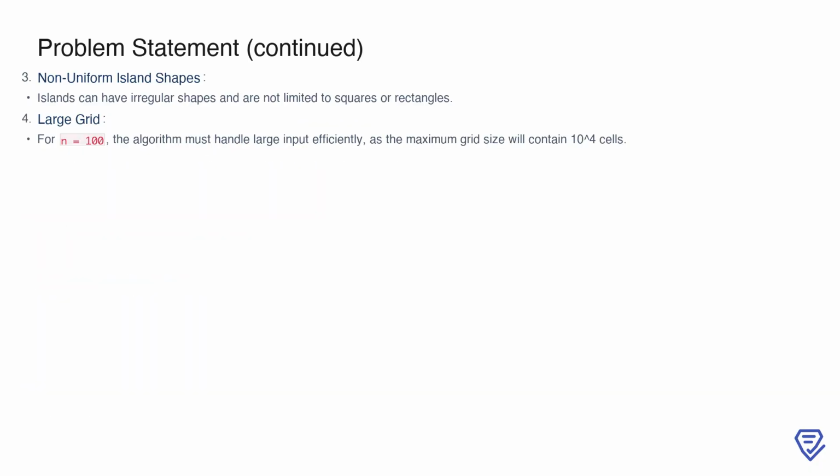There are a few more scenarios to account for. The two islands can take on non-uniform, irregular shapes, meaning that their boundaries might be jagged or uneven. This adds complexity to the problem since you'll need to carefully identify and differentiate the two islands. Additionally, when dealing with the largest possible grid size of 100 by 100, your algorithm must be optimized for performance to handle up to 10,000 cells efficiently. This means you'll need to implement a solution that not only finds the shortest bridge but does so without excessive computational overhead, ensuring that it works well for both small and large grids.